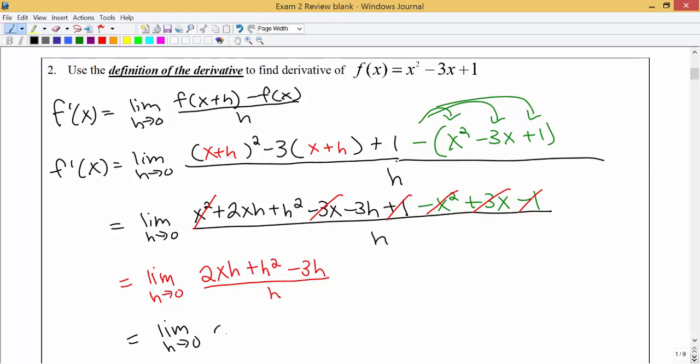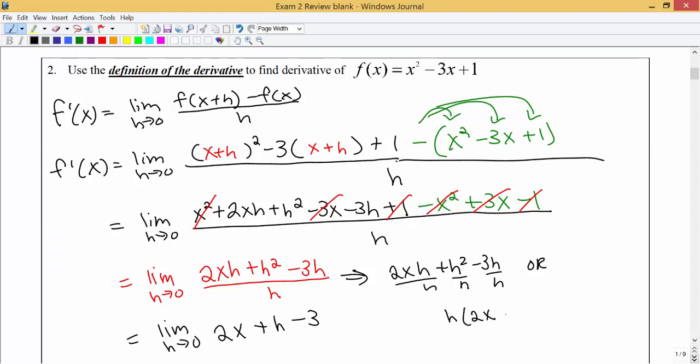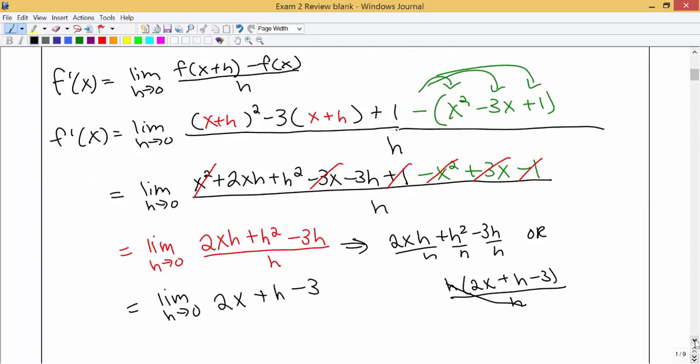And then when we do that, we're going to be left with 2x plus h and then minus 3. Remember, there's a couple of different ways you can do that. You can take each term and divide by h, or you can factor out an h from the top group, so that would be left with 2x plus h minus 3, and then divide out those common factors of h. So either way you choose to do it, you will be left with those three terms.